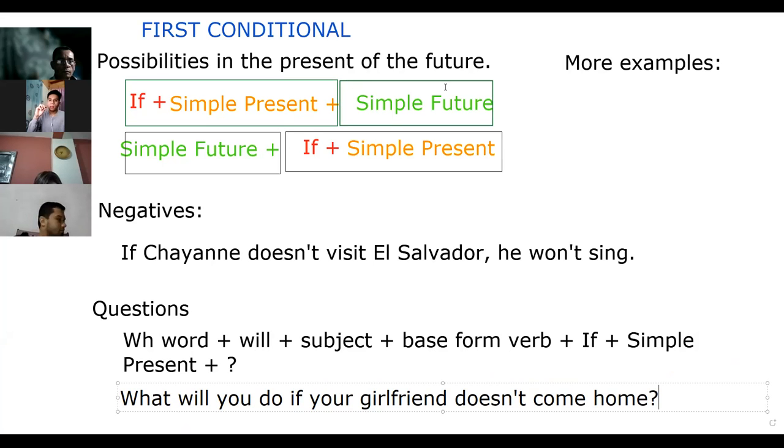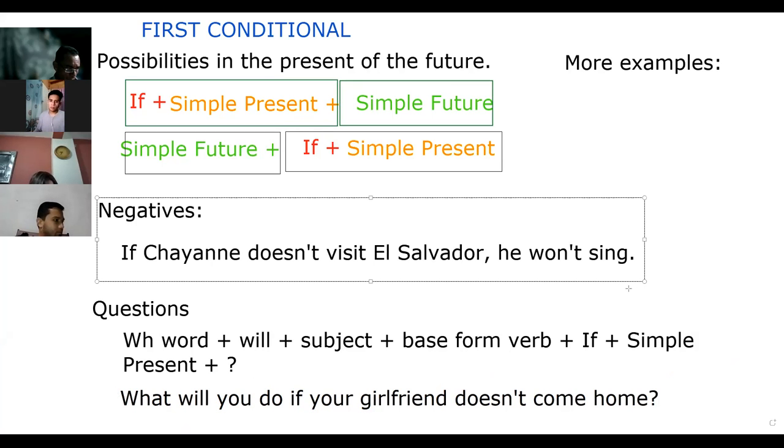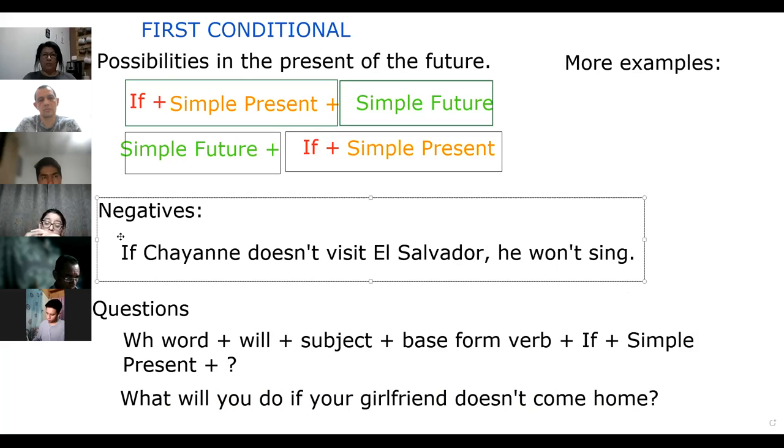Got it, guys? So negative form, guys, this is what you got. If Cheyenne doesn't visit El Salvador, he won't sing, right? So it is the same structure, guys. You just add the particle not, okay? Now, why am I saying, guys, if Cheyenne doesn't visit El Salvador instead of if Cheyenne not visits El Salvador? Because remember, guys, to make a negative sentence in simple present, it needs to use the auxiliary doesn't, right? Does not. Right? Very good, guys. So, any questions, guys, on what we're going to do right now?